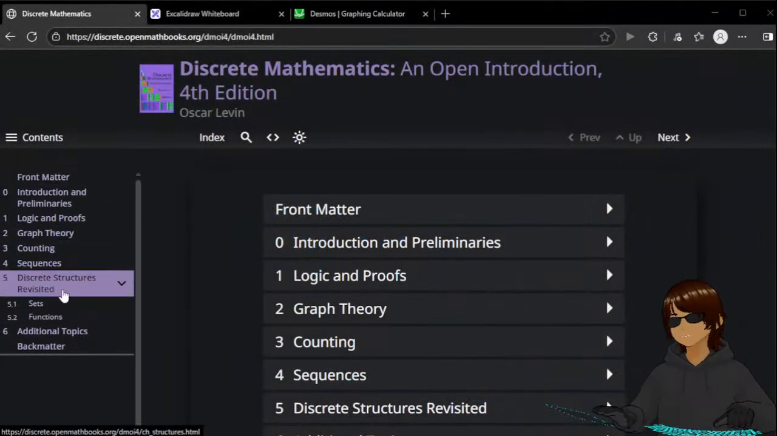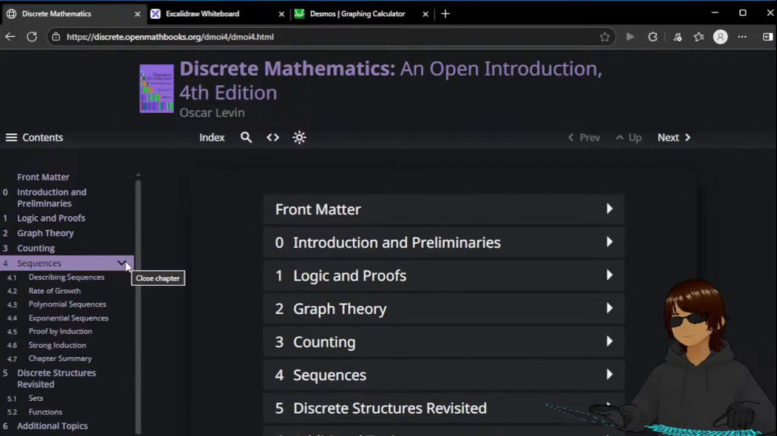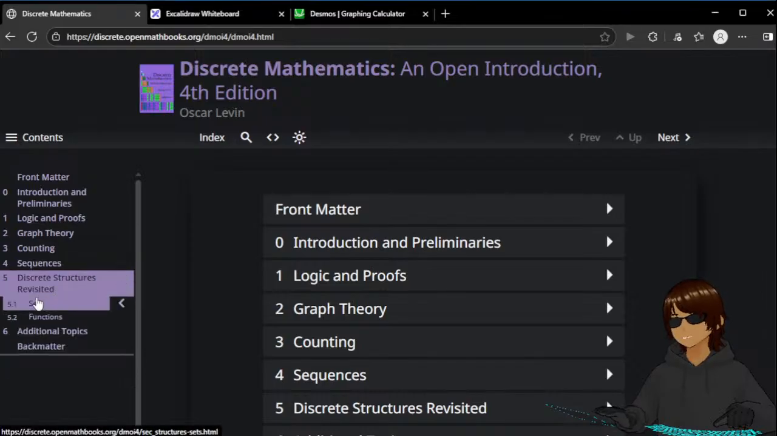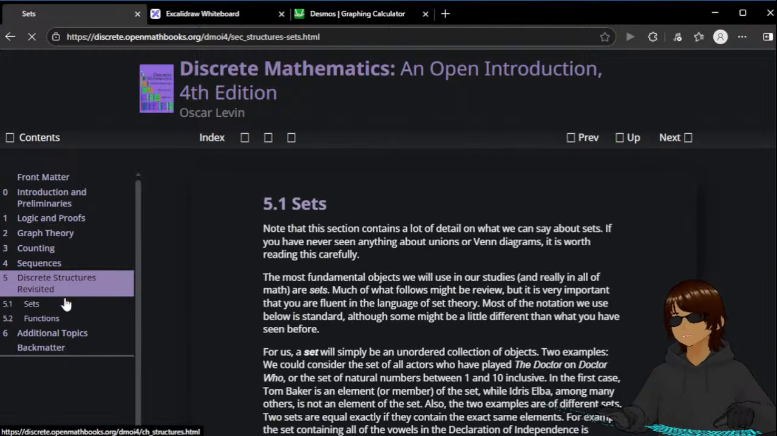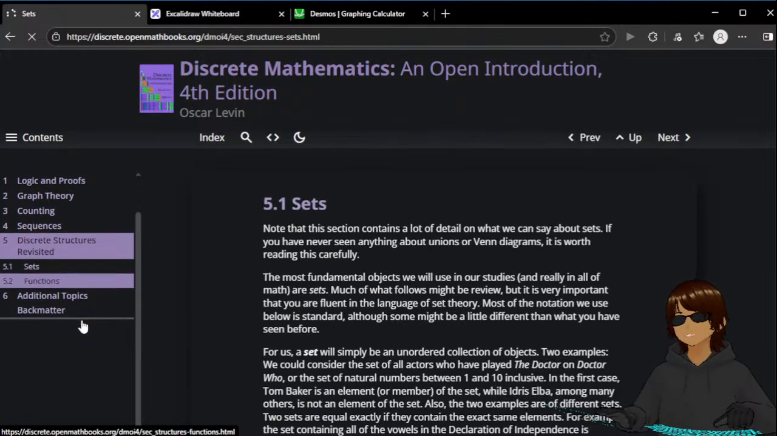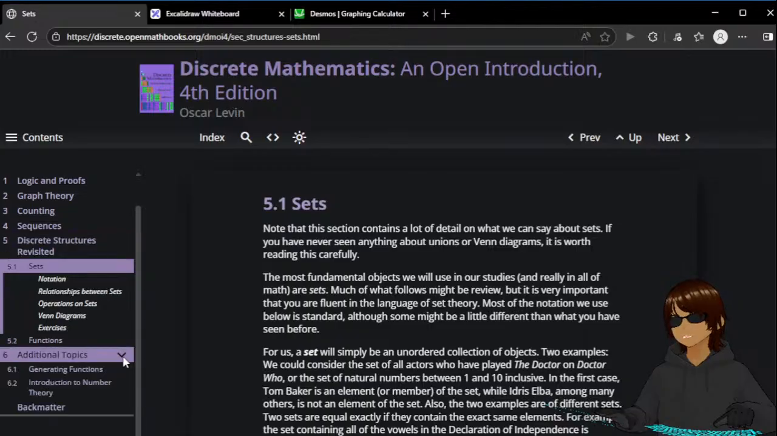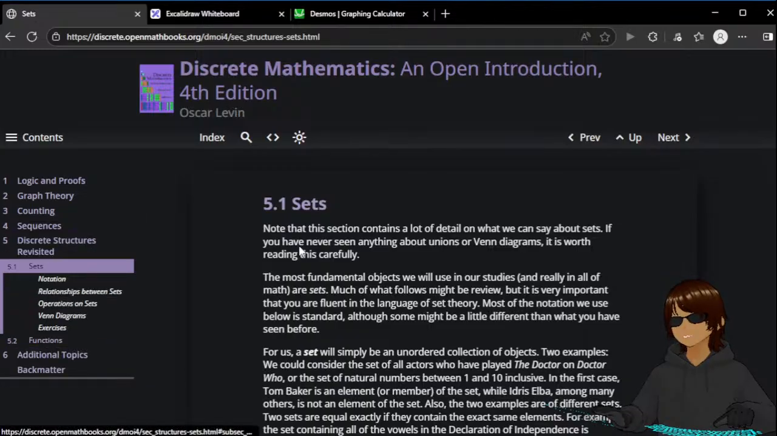So I finished all of this and I'm going to study chapter 5. And I think chapter 5 and chapter 6 are the only ones remaining. Chapter 6 is generating functions and number theory. I'll study both of them.